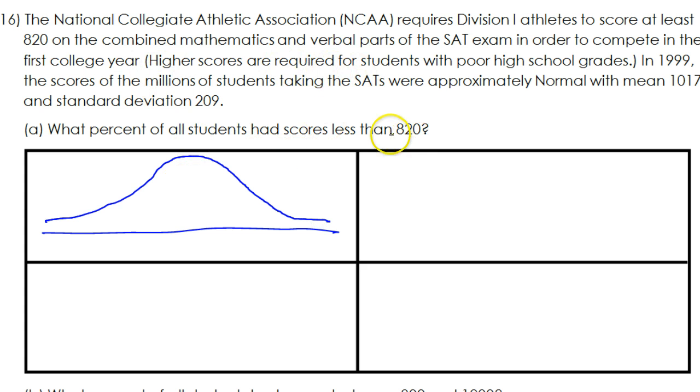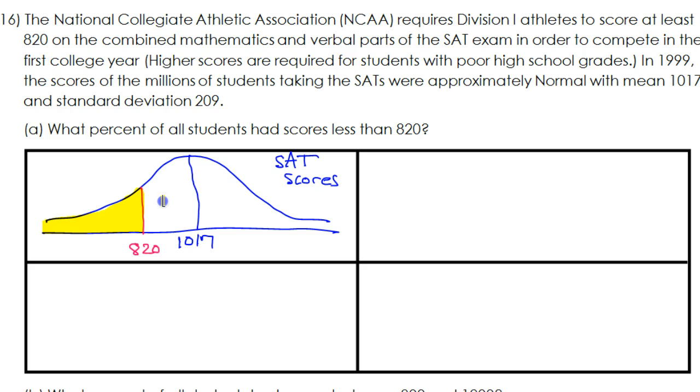And what are we talking about? We're talking about SAT scores. Alright, so we'll put the mean in the middle. So what do they say? Mean of 1,017. So here I go. 1,017 goes right there. And we want to know what percent of all students had scores less than 820. Okay, so 820 is clearly below this. So I'm going to put my 820 over here someplace. I want to know what percent was less than this. So I'm going to shade over here, because this is the area I want to know about.